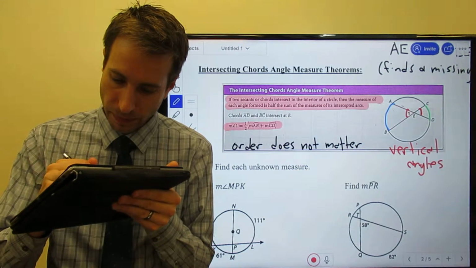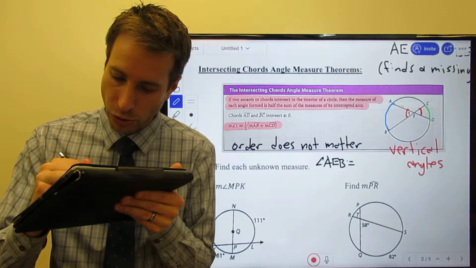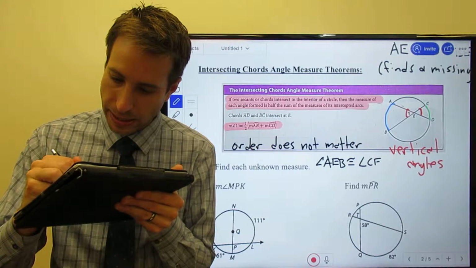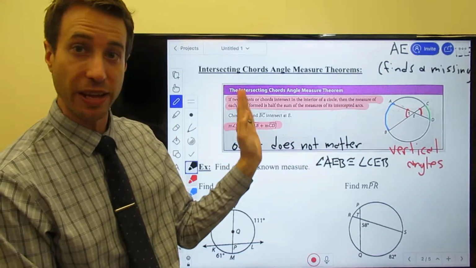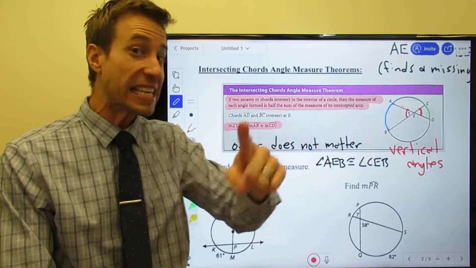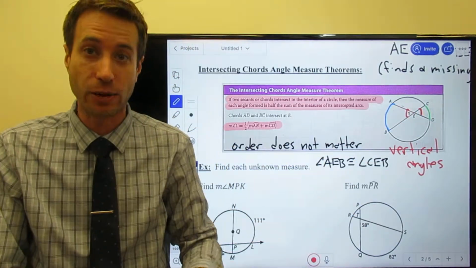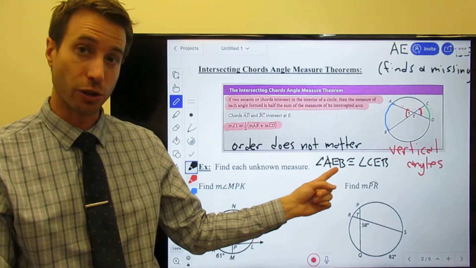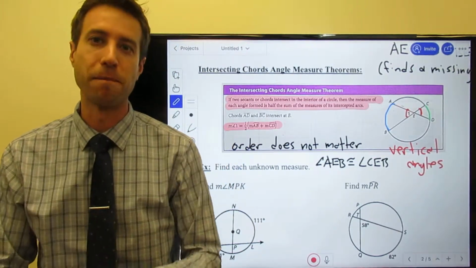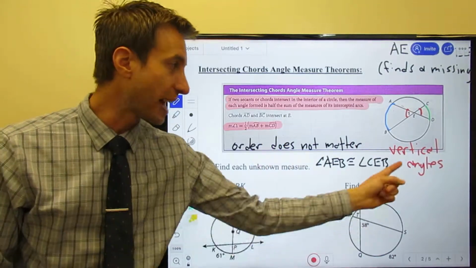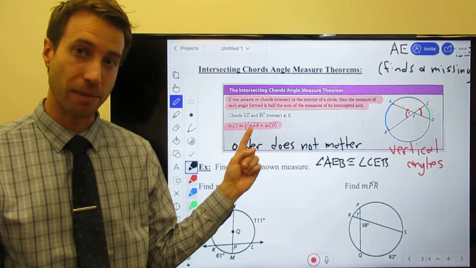Angle AEB is congruent to angle CEB. So please don't think that this theorem only finds you that angle there on the left. It doesn't. You can use the exact same theorem to find the angle on the right. Why? They're vertical angles. They're congruent. All right, so just a couple of quick things about this theorem. It's not as tricky as it appears. Again, interchangeable, and it doesn't matter which angle. Both of those angles are exactly the same. You can find both of them using this theorem.